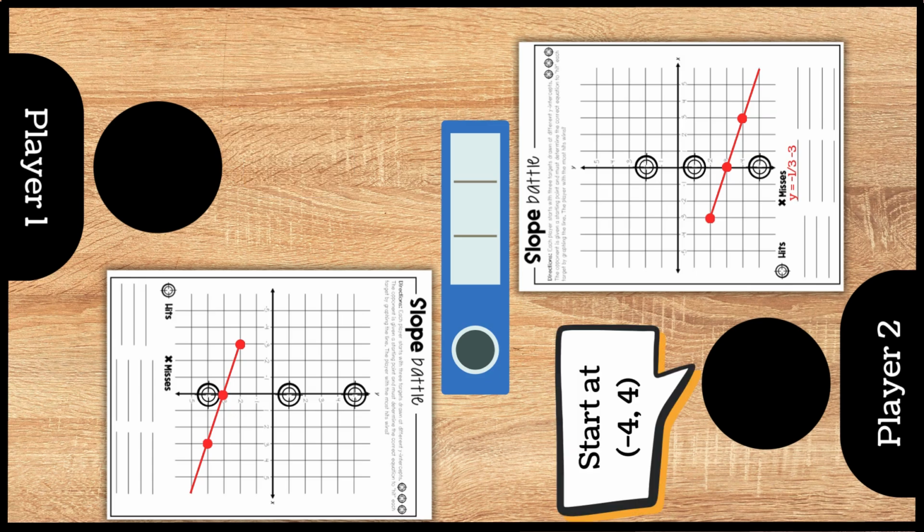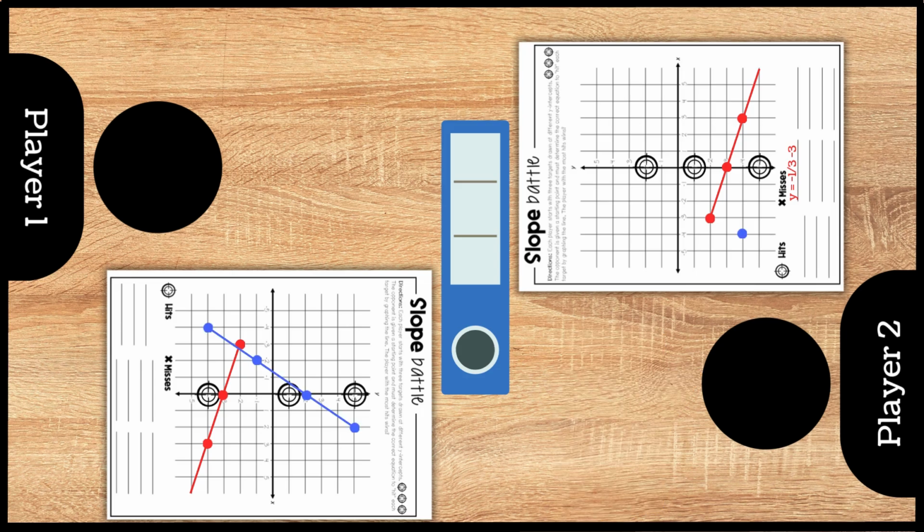Player 2 goes next. He gives player 1 a starting point. For this example, player 2 says, start at negative 4, 4. Both players find and plot that point on their coordinate grid. Player 1 then writes a linear equation that must cross the y-intercept. In this example, the slope is up 3 over 2, or 3/2, and the y-intercept is 2.